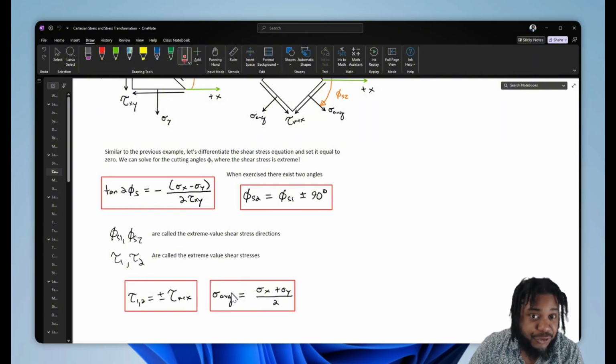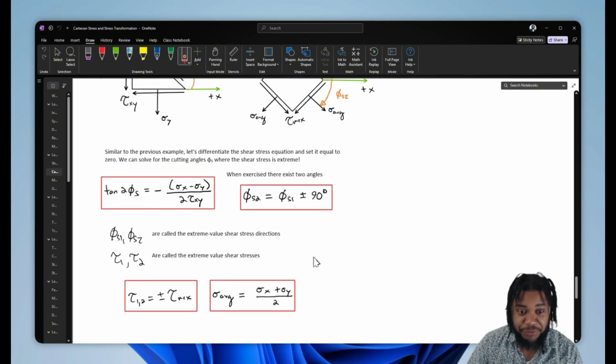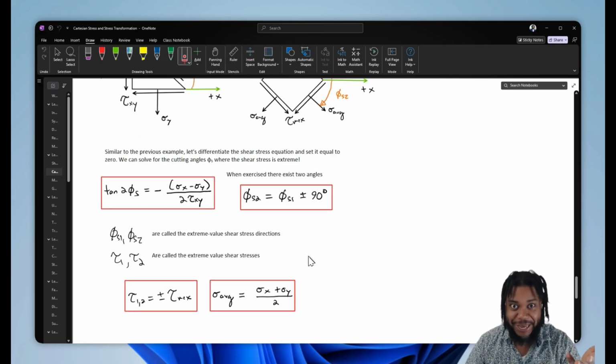And then that average stress that exists on our body is literally the average of the normal stresses. So sigma x plus sigma y divided by 2, right? Not too bad. So now we found a second set of special angles, right?